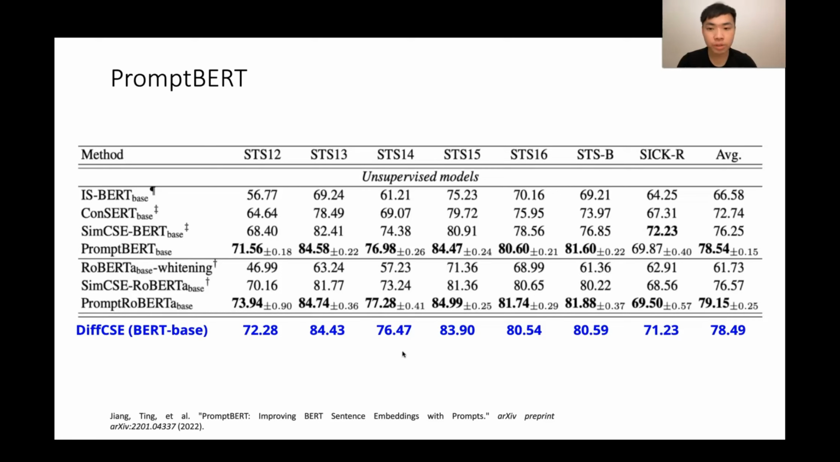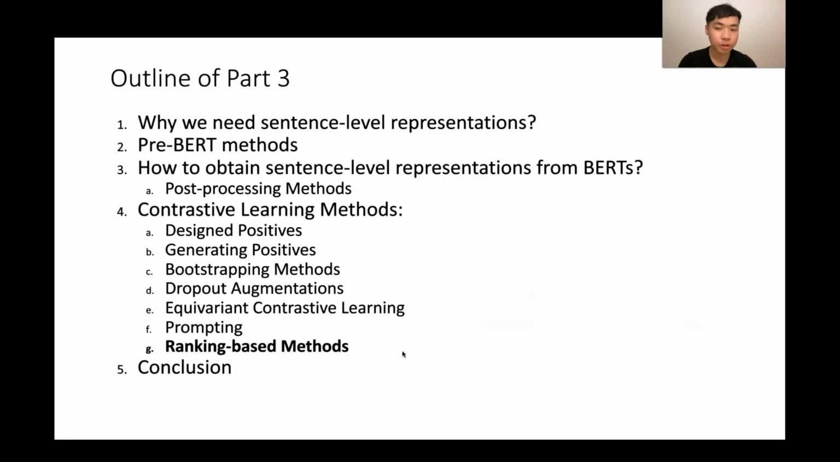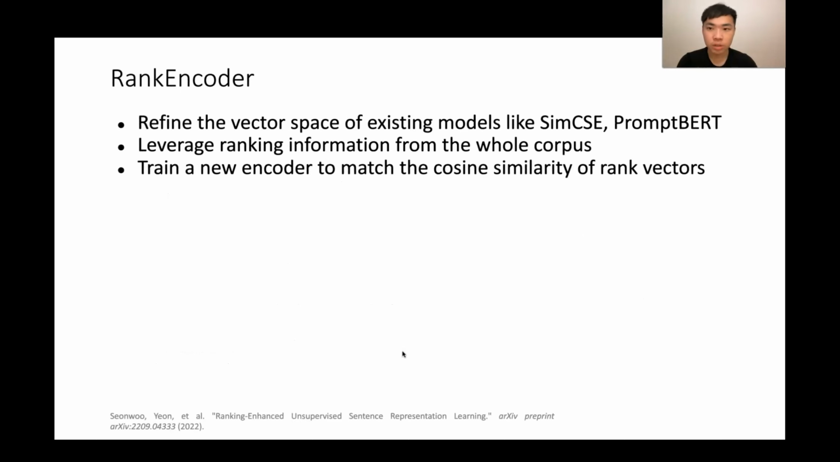And after PromBERT, there is another paper that further improved the performance of PromBERT by injecting ranking-based information. So in this paper, Rank Encoder, they try to refine the embedding space of existing models like SynCSE or PromBERT by injecting the ranking information from the whole corpus.